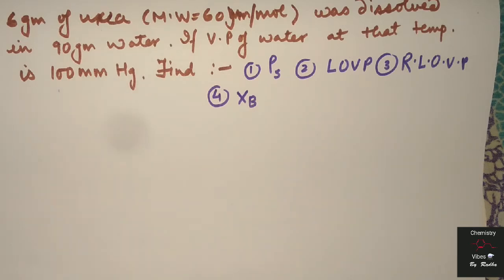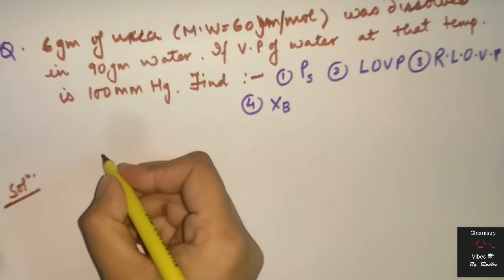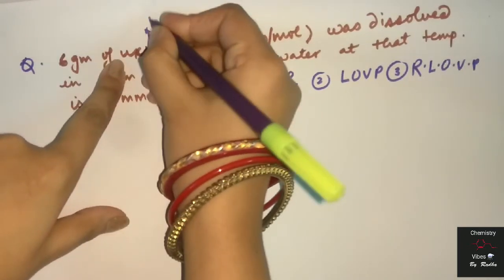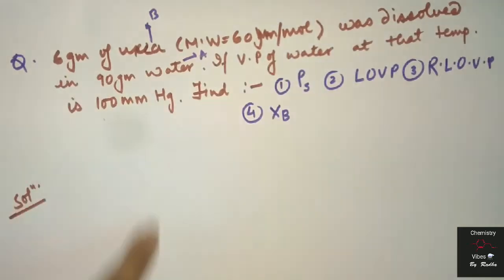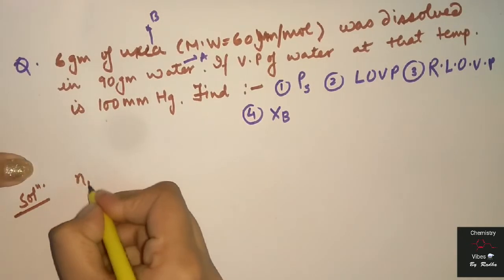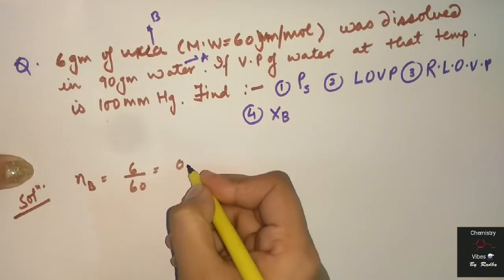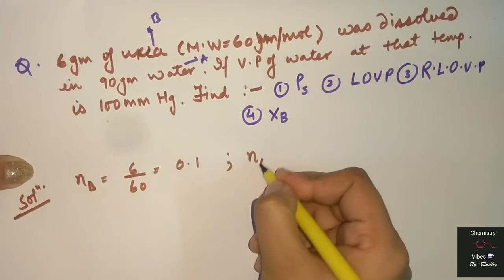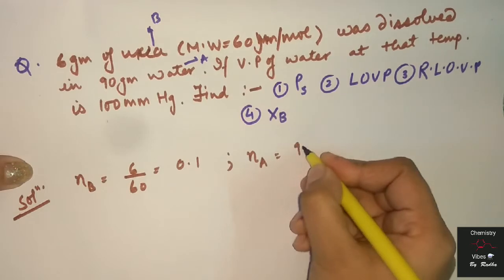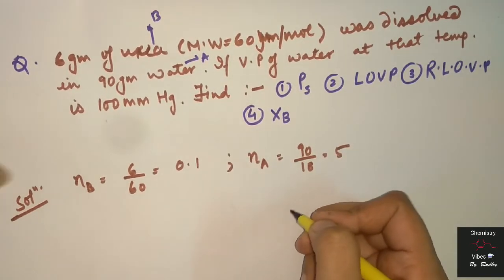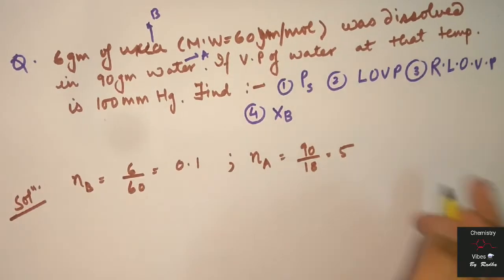Now let us see the solution. First thing, you have to find the number of moles of both A and B. So let us say that urea is a solute, so urea is B and water is A. So what is Nb? Number of moles of urea, given weight of urea upon molecular weight of urea. This is 0.1. Similarly, what is Na? Number of moles of water, given weight of water divided by molecular weight of water. It becomes 5. Yes or no? So you have Nb, you have Na.